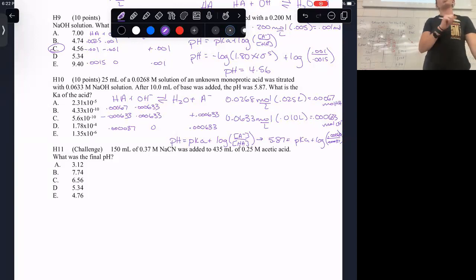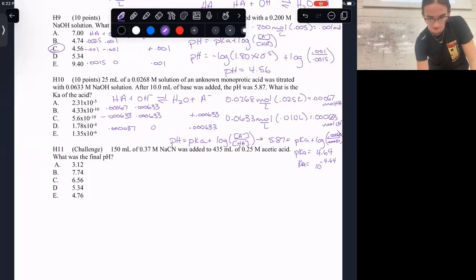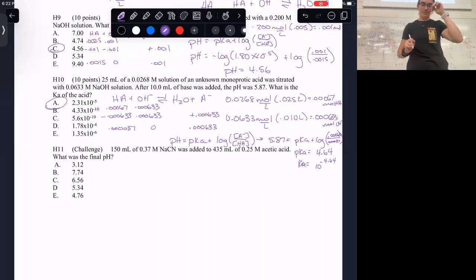Once we get to the pKa, this is 4.64. So the Ka is equal to 10 to the negative 4.64, which ends up being A. Yep.